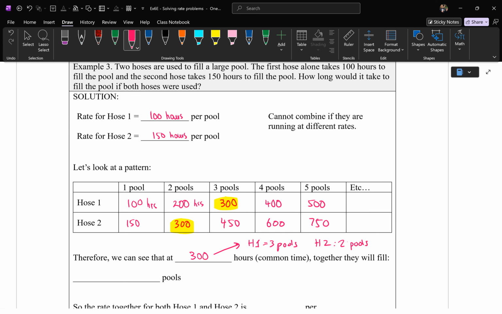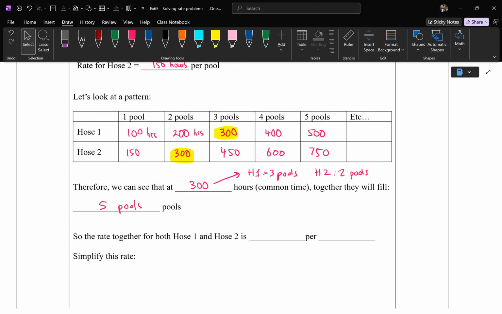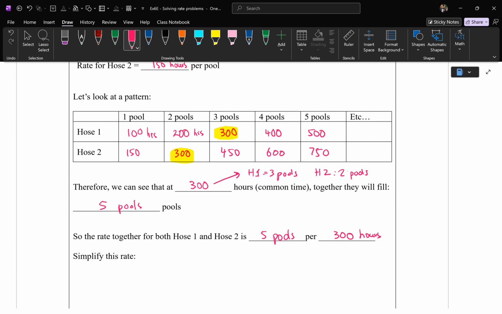So that means if I ask you at 300 hours, how many pools can actually be filled, we can say there's a total of 5 pools. This is your new rate. The rate together is how many pools you can do in 300 hours. So you can do 5 pools per 300 hours together. Because we clearly can see at 300, hose 1 is 3 pools. At 300, hose 2 is 2 pools. So together, it must be 5 pools per 300 hours. This is the combined rate.